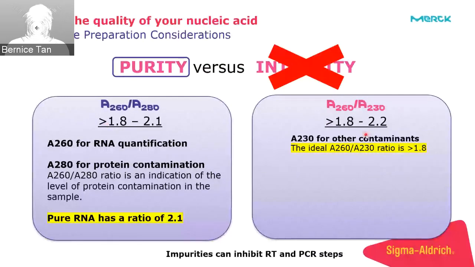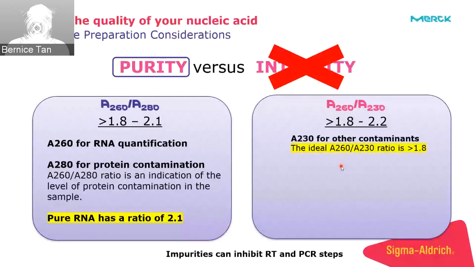You can do that by running it on a column if your kit allows that. Check your kit manual, or otherwise you can perform an ethanol precipitation to clean out impurities. Impurities can inhibit your downstream RT-qPCR, so it's really important to check and clean up your sample. Now you've got good, pure samples.